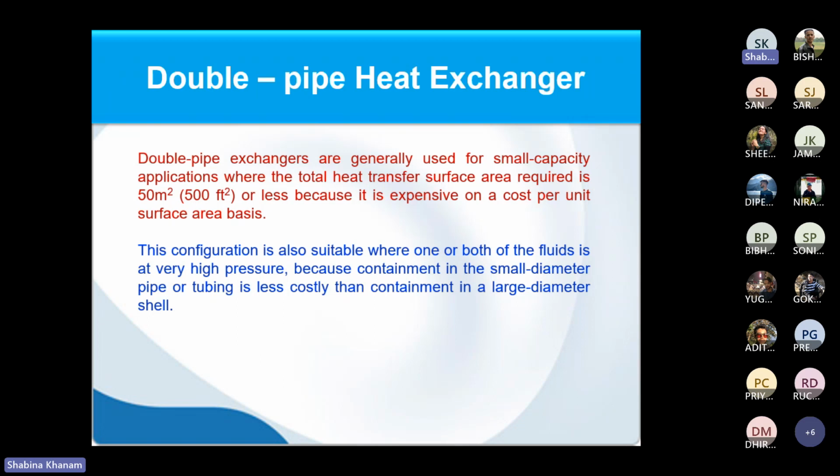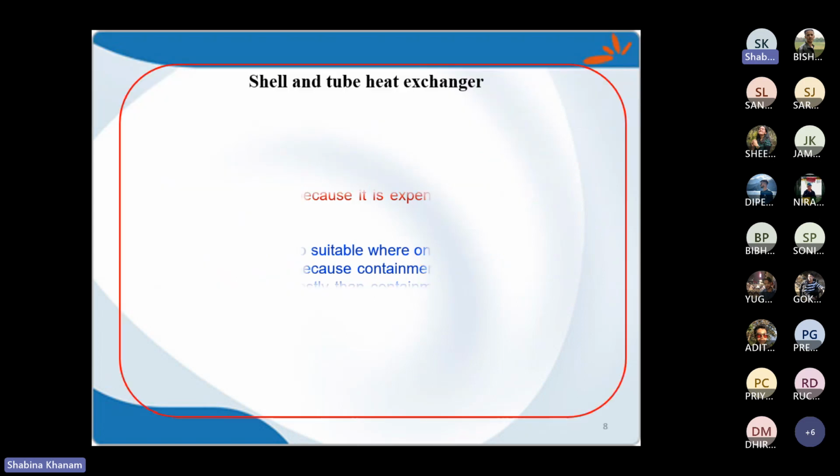So for a double pipe heat exchanger, where should you use it? Firstly, the area should be less than 50 meters square. Secondly, the pressure should be very high. Otherwise we will go for a shell and tube heat exchanger. So I hope you understand the functioning as well as the limitation of the double pipe heat exchanger. That limitation we can overcome with the shell and tube heat exchanger.